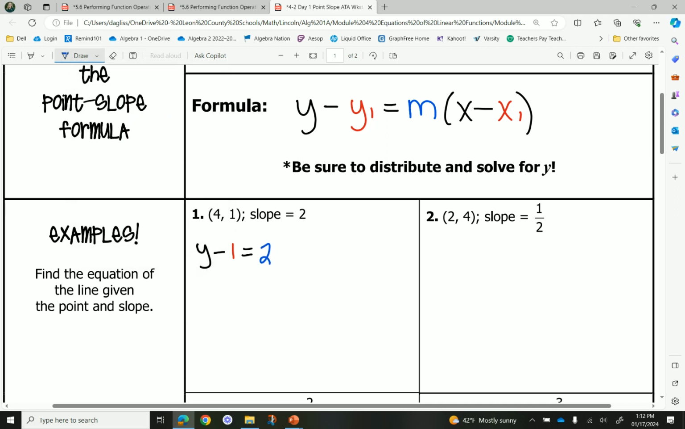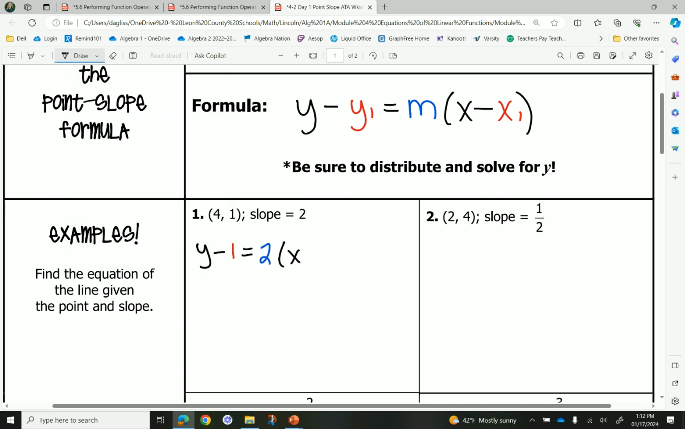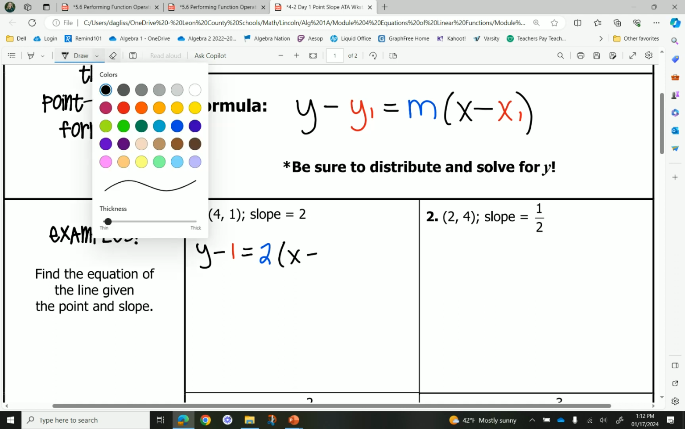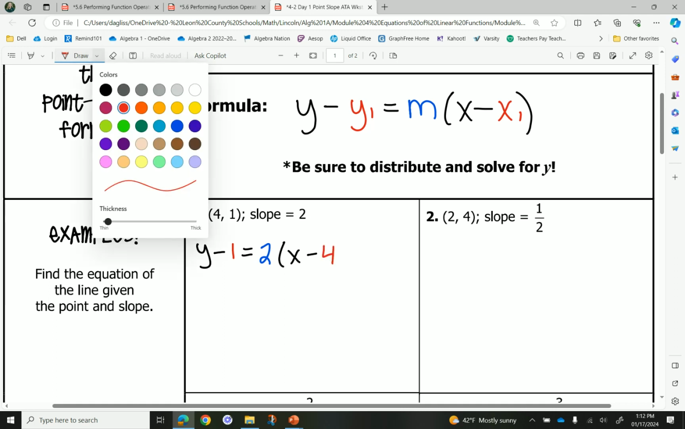Am I the only one doing this? Yes, you are. X minus, what's my x? Can y'all be quiet? I'm trying to work. They just won't get a stamp. I don't care. They just won't get a stamp. Minus what? Minus 4. There you go. I think you said that first.